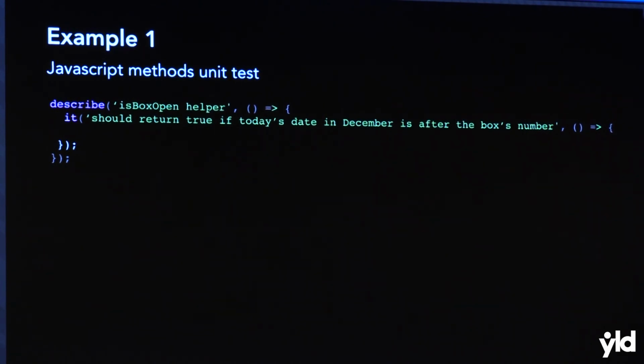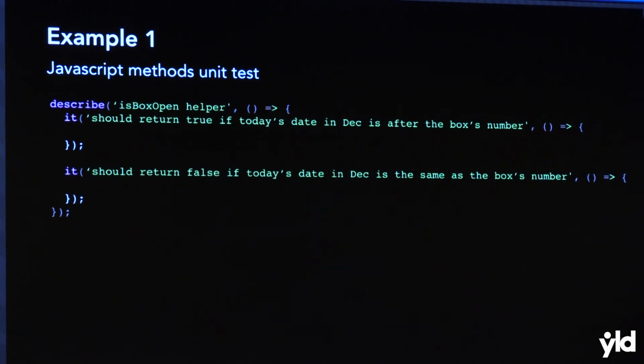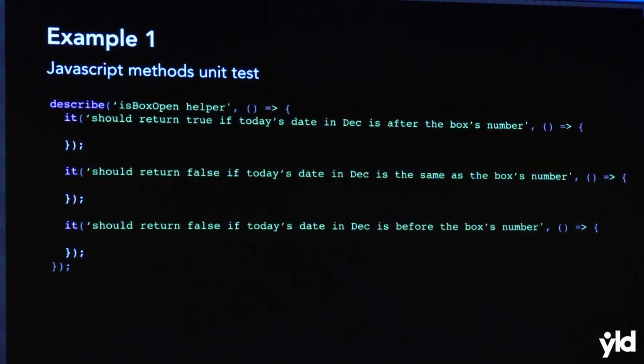So if we're doing TDD, first we would write the test first. In this case, the describe block would indicate what you're testing, so it's the box open helper, and it should return true if today's date in December is after the box's number. The second test we'll write is it should return false if today's date in December is the same as the box number. Can anyone guess what the next test we'd write would be for this? So, should return false if today's date in December is before the box's number. These are the three possible outcomes for this helper that we're going to write.